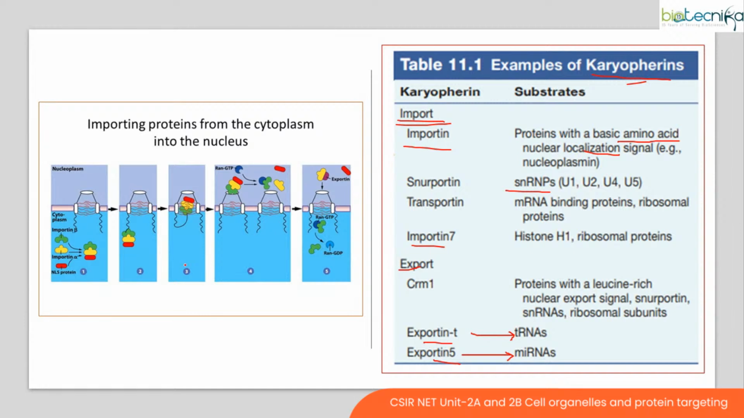Okay. Now, looking into this import mechanism, how exactly are the proteins getting imported into the nucleus? If you see, this is our NLS containing protein. Corresponding to the protein, you should have a receptor present. And here we have importin alpha and beta serving as the receptor. Any guesses what this structure indicates? Anyone? So basically, import of protein takes place between the cytoplasm and the nucleoplasm.